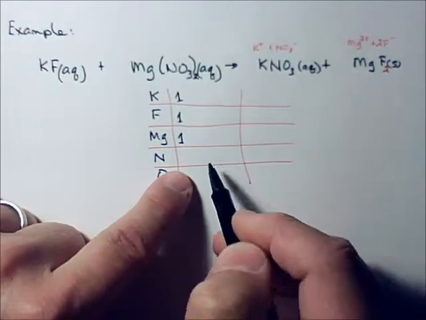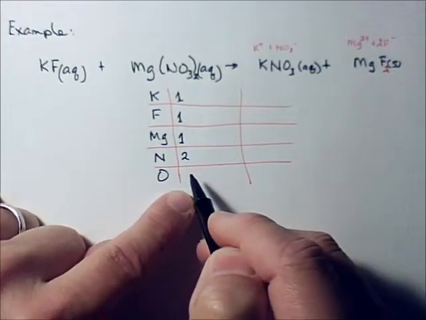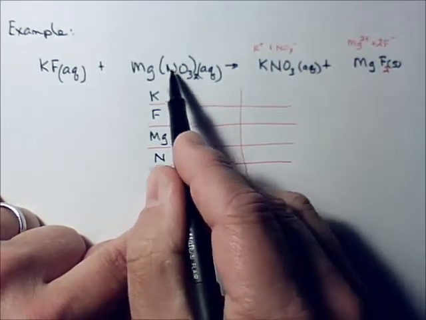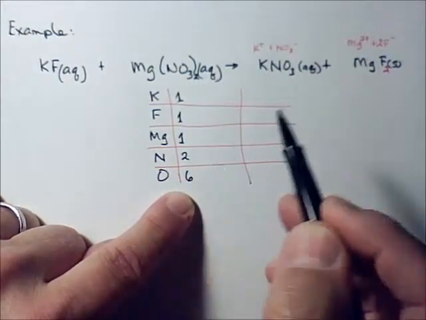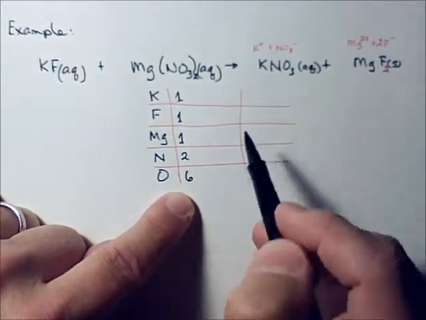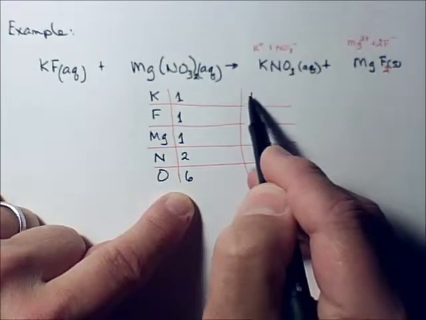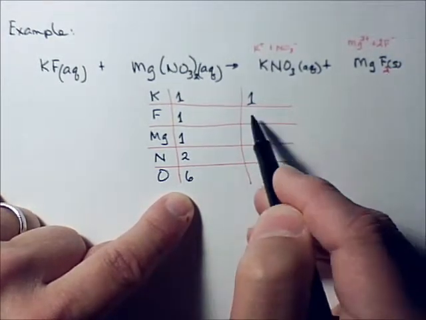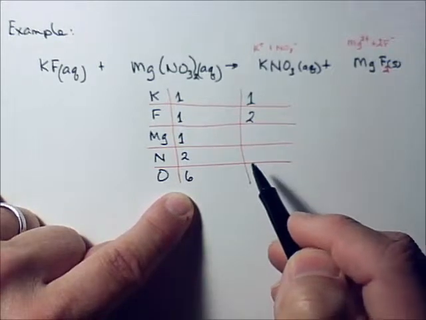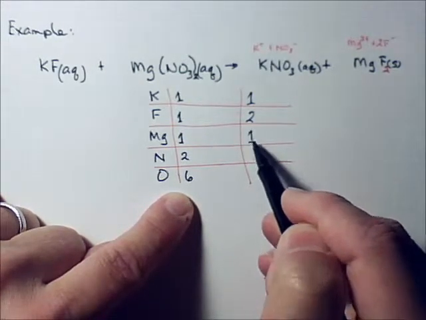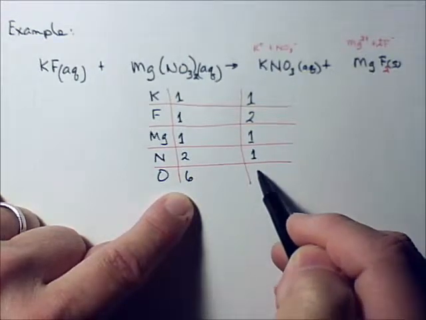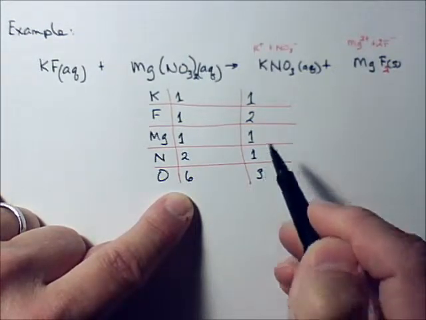So how many nitrogens do I have? And how many oxygens do I have? 6. Good. See, 3 in the nitrate times 2. Okay? Over here, how many potassiums on the right-hand side? 1. How many fluorines on the right-hand side? Subscript 2 means I have 2. How many magnesiums? 1. How many nitrogens? 1. How many oxygens? 3.